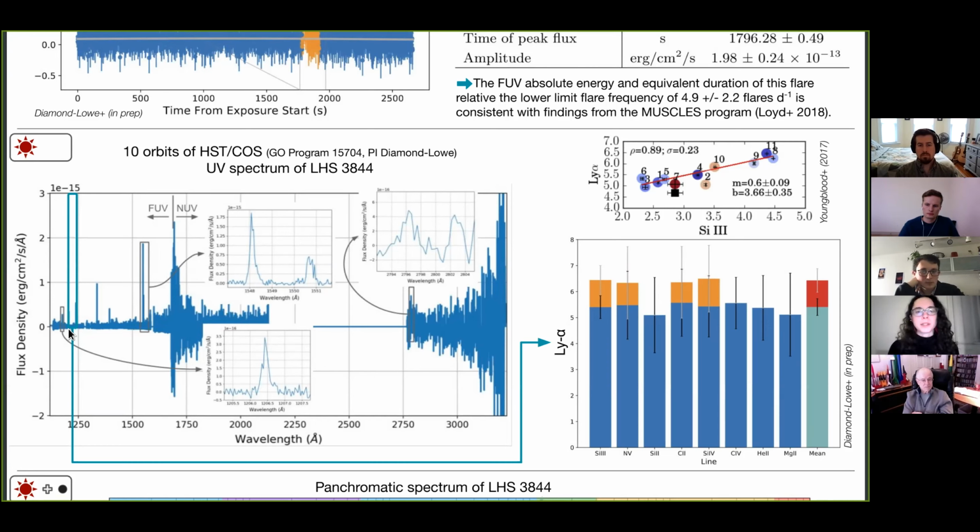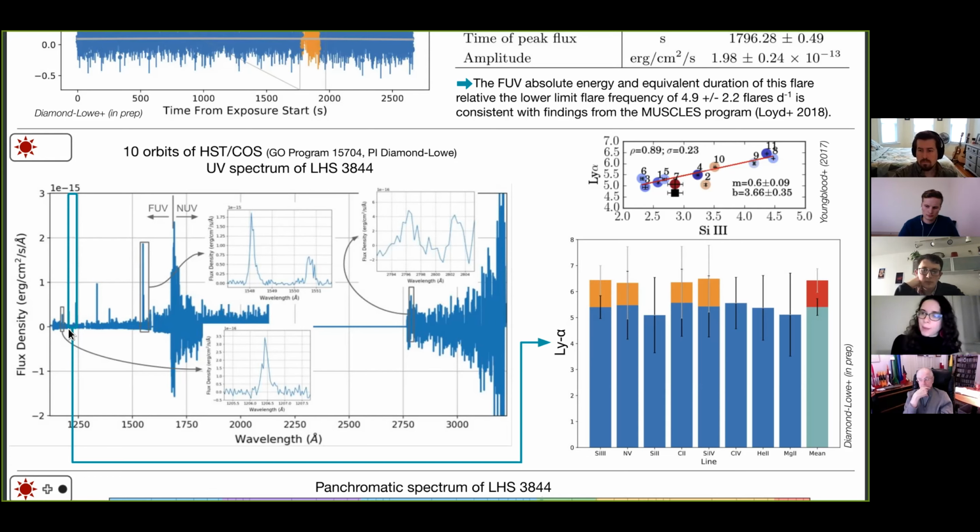But then we want to have some estimate to put back in, because the reason why you've probably heard of Lyman alpha and maybe not some other UV lines is because it is the most prominent in the UV, and it really makes up most of the UV flux from a given star. So in order to do that, we go back to the MUSCLES program that I mentioned earlier. And because they were observing earlier M dwarfs that were a little brighter, they were able to observe Lyman alpha with HST STIS, which is another instrument. And this instrument has a slit. So they can observe the Lyman alpha without the geocoronal emission.